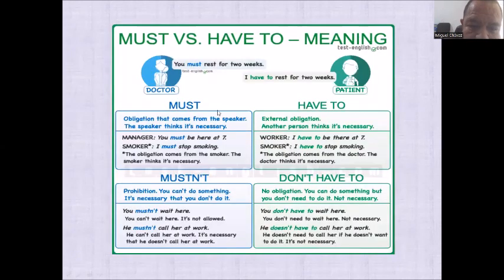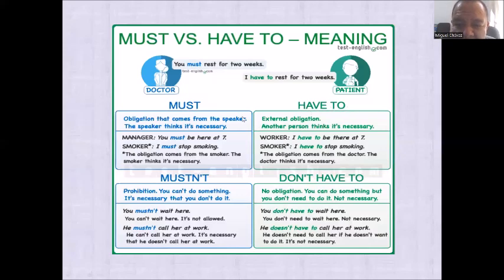Let's see the most common uses of these two verbs. Must expresses obligation. That comes from the speaker. The speaker thinks this action is necessary to do. Let's see this example. You must be here at 7. You must stop smoking. The obligation comes from the smoker or the manager, okay? They think it's necessary to do these activities.